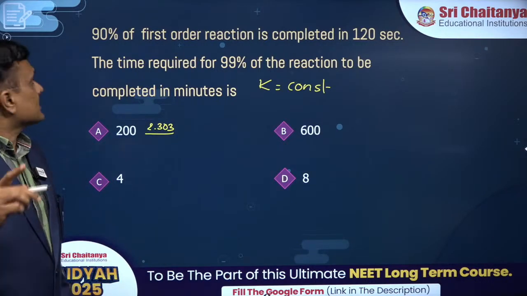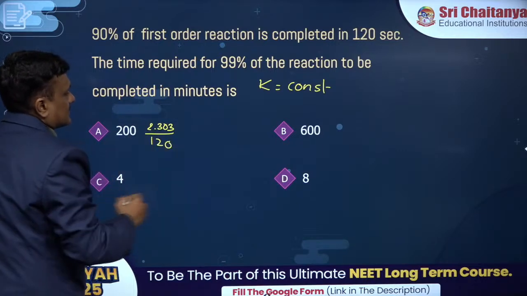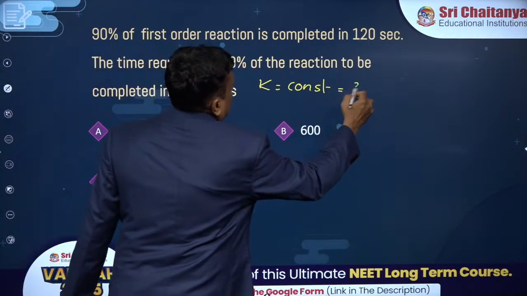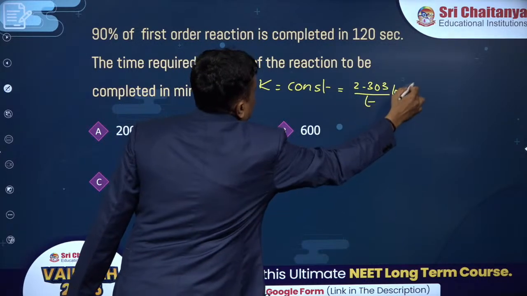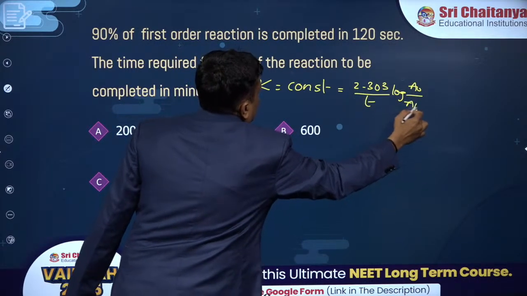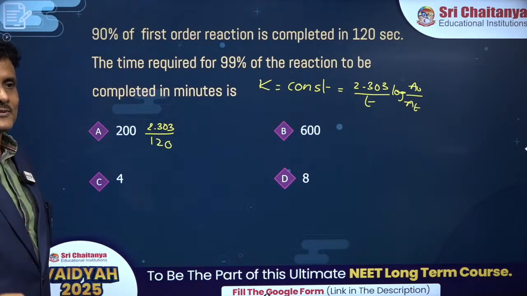Time required for 90% completion is given as 120 seconds. You know K is equal to, what is the formula? 2.303 by t log of initial concentration upon final concentration. These values you are trying to substitute, isn't it? You got the answer also.